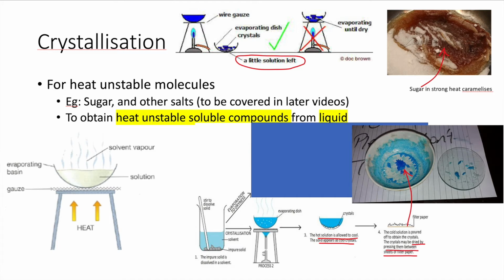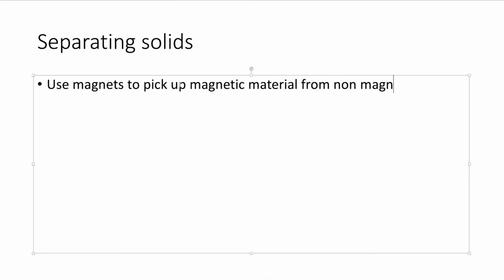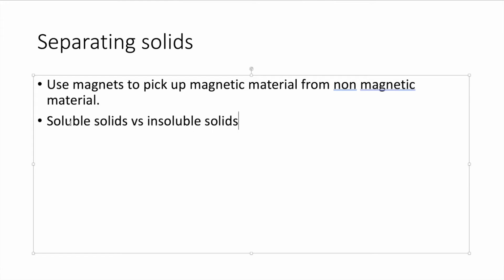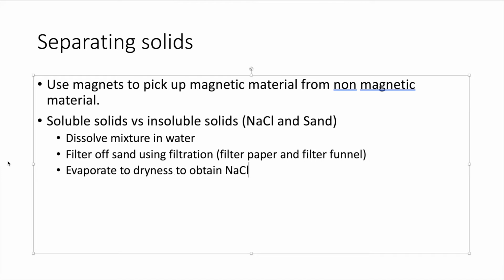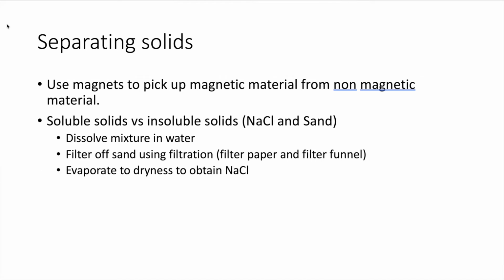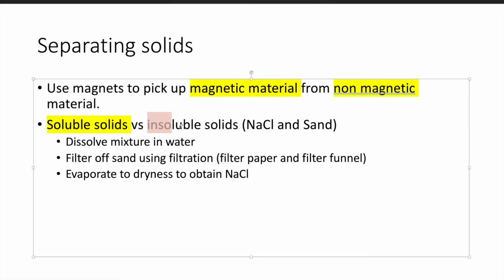Okay, separating two solids. In physics, usually if there is a magnetic material, you can use a magnet to pull out all the magnetic materials away from the non-magnetic ones. However, here in chemistry, we talk about things like solubility, soluble substances against insoluble substances like salt and sand. So you dissolve it in water, filter to get the sand, and evaporate to dryness to get the salt.